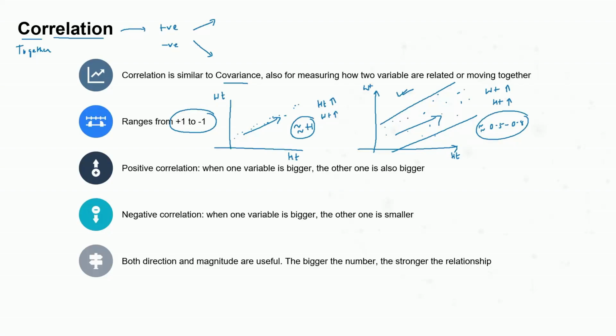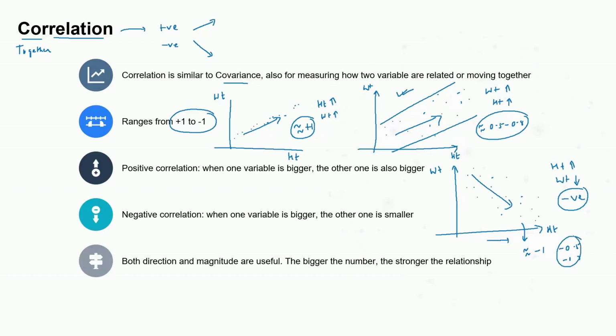Imagine a case where you are analyzing two features, height and weight, and the points are something like this, which is clear. When the height is increasing over the x-axis, the weight is decreasing. You can see a negative correlation here. Here, the correlation value will be somewhere near minus 1. Could be like minus 0.5 or minus 0.3 or something like that.